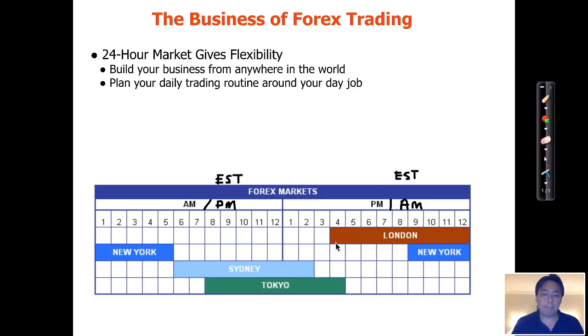At 4 p.m. Singapore time, which is again 4 a.m. Eastern Standard Time, the London market opens. So the euro, the pound, right? These start getting active in trading all the way to 12 midnight Singapore time, which is 12 p.m. Eastern Standard Time. And the US, New York to be exact, starts at, again, obviously 9 a.m.